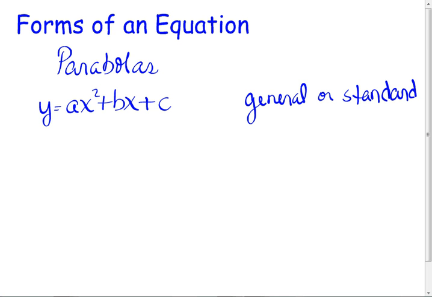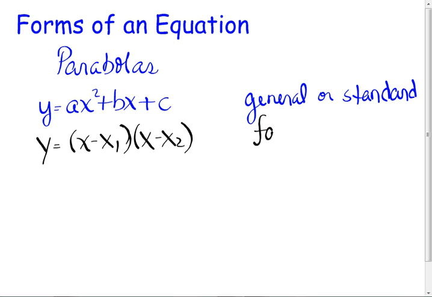Okay, and then we had y equals a times x minus x1 times x minus x2. This is factored form. If I have factored form, I can find the x-intercepts, and if I can find the x-intercepts, then I can find the axis of symmetry, and I can graph it. I can do quick graphing on my parabola. And I can find the vertex, because the vertex is halfway between the x-intercepts.